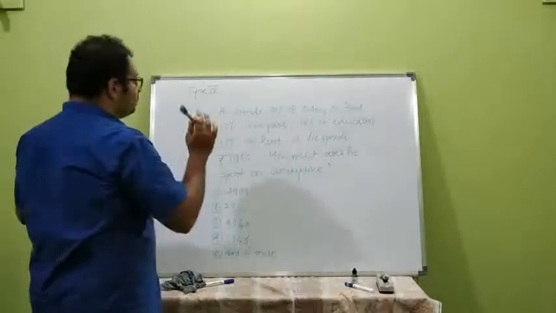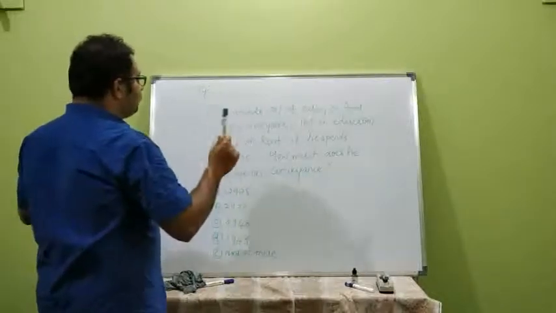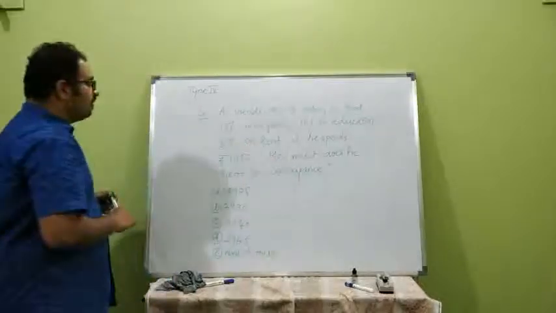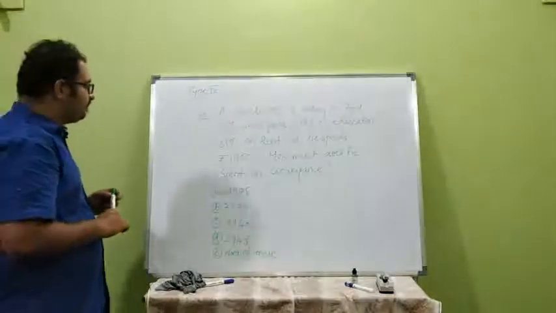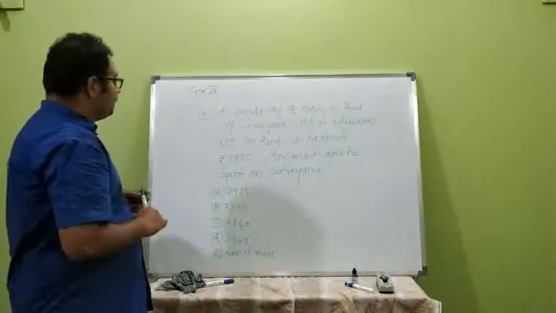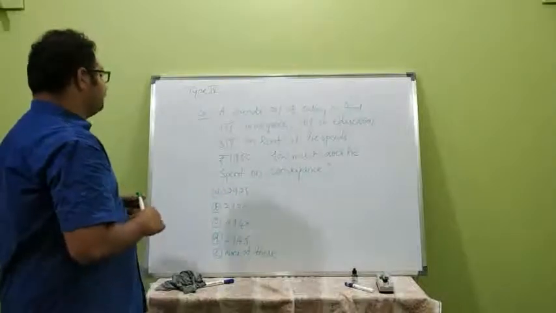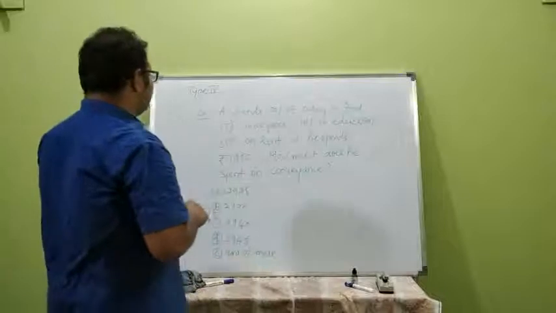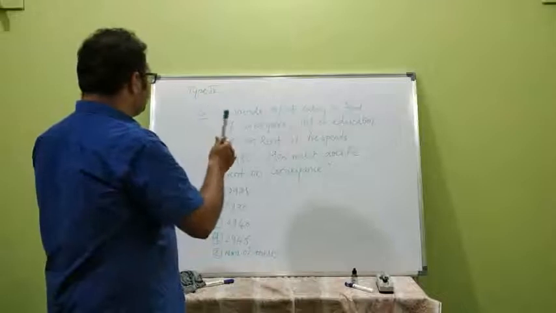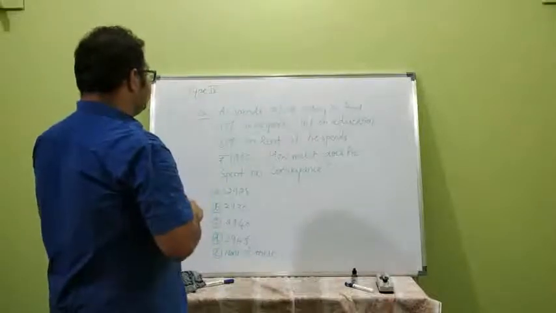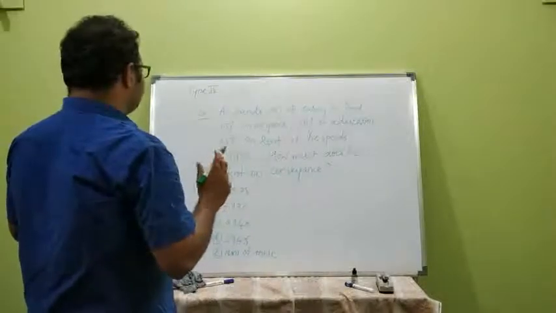A man spends 20% of salary on food, 15% on conveyance, 10% on education, 35% on rent. If he spends 1,950 on education, how much does he spend on conveyance? See, the answer is here. 10% he spent on education, 15% on conveyance. So if he spent rupees 1,950, how much did he spend on conveyance?